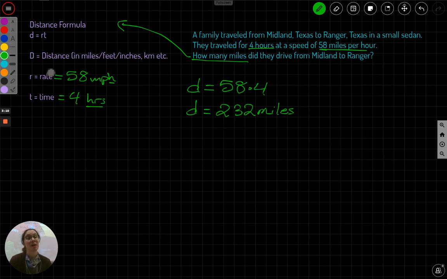So distance, RT, make sure that your units match. Hours, miles per hour needs to go with hours, not minutes or anything else that doesn't match the way it's supposed to.